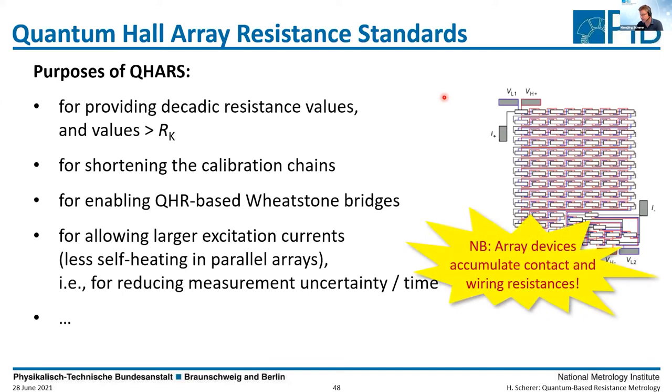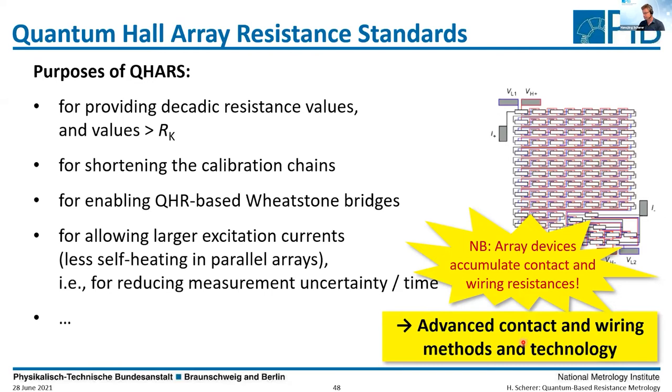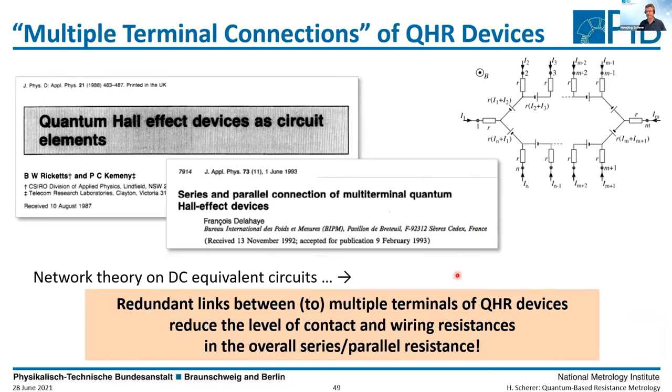However, the drawback of these arrays is, as you can easily see from such a picture, that you easily accumulate contact and wiring resistances. And this is an aspect already related to the question I just got. If you make series connections of quantum Hall arrays, then of course you typically have two-point series connections, and you have to care about your connecting and wiring resistance. And this needs advanced methods to overcome. To do this, there is the concept of multiple terminal connections for serial connections, for instance, of quantum Hall devices. This was first mentioned in 1987, and then further developed in 1993 by François Delahaye.